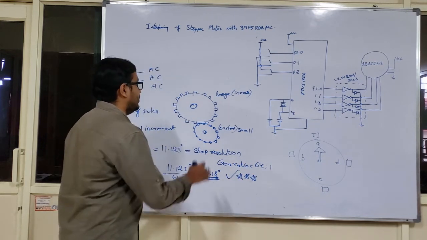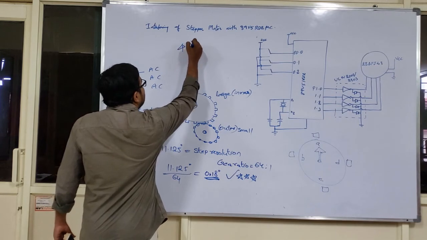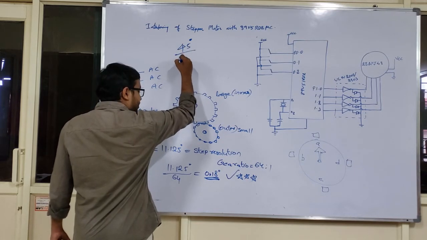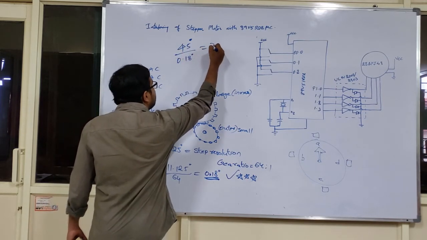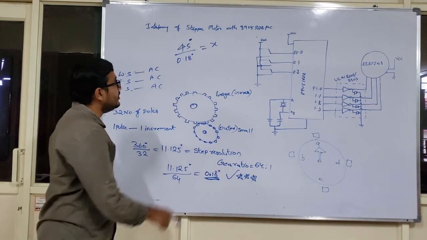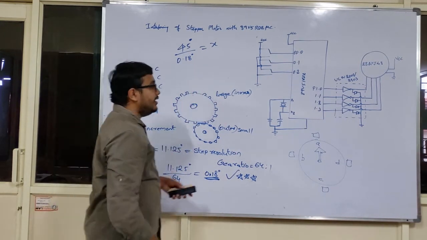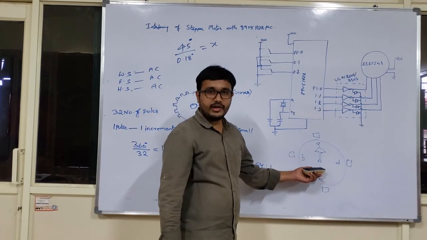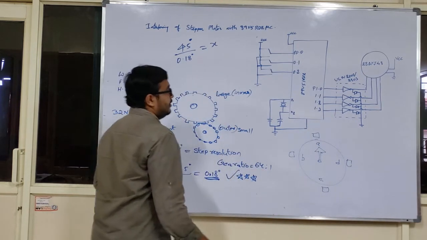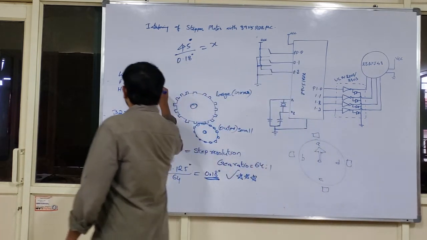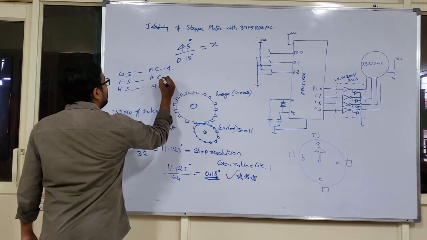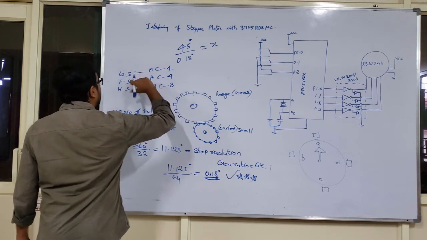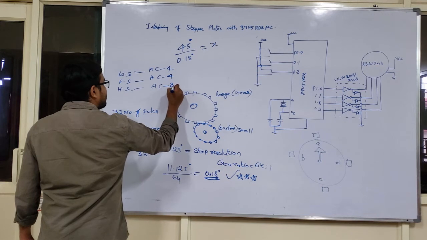Okay. Now, if I want 45 degrees in anti-clockwise or clockwise, that means 45 degrees divided by 0.18 degrees. I am going to get some value called x. So this x, I may make the stepper motor run in full step excitation mode, half step excitation mode, or wave step excitation mode. For the wave step, the number of unique instances will be 4. For the full step, the number of unique instances will be 4, and for the half step, it is a combination of wave as well as full, so the number of unique instances will be 8.